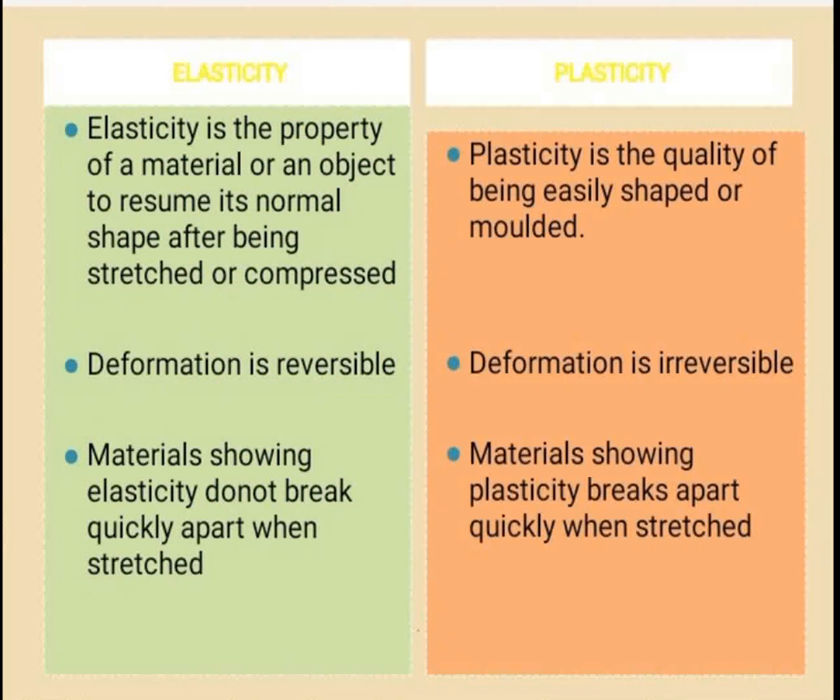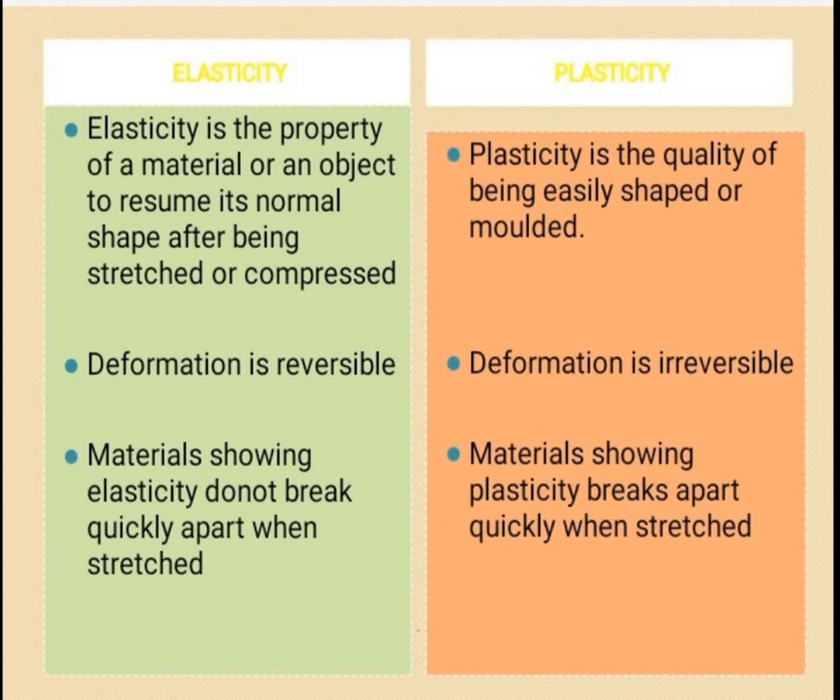There are two branches in solid mechanics. They are elasticity and plasticity. Now we discuss the differences between elasticity and plasticity. Elasticity is the property of a material or an object to resume its normal shape after being stretched or compressed. Plasticity is the quality of being easily shaped or molded.